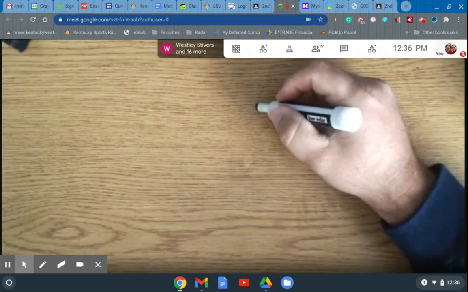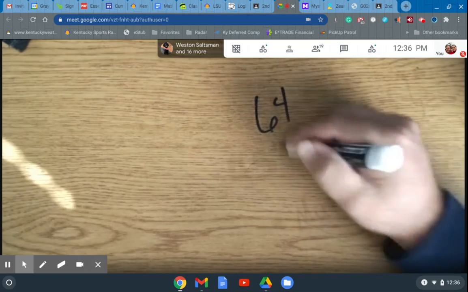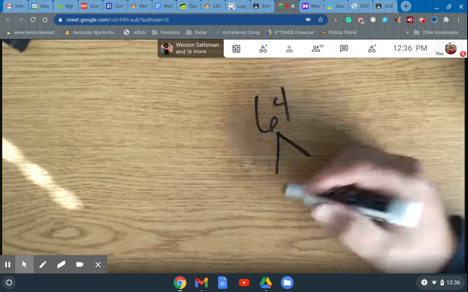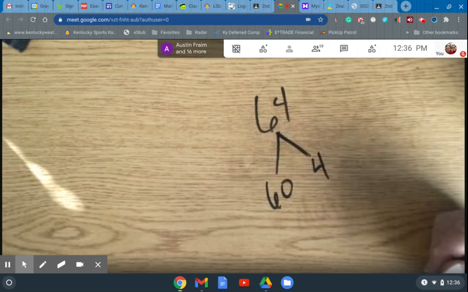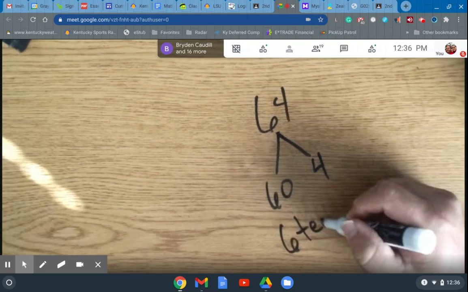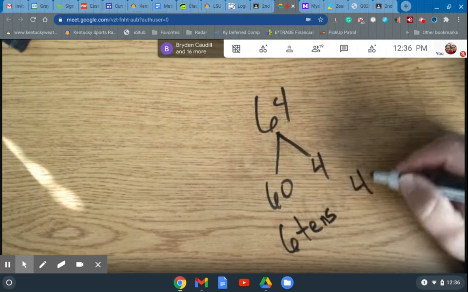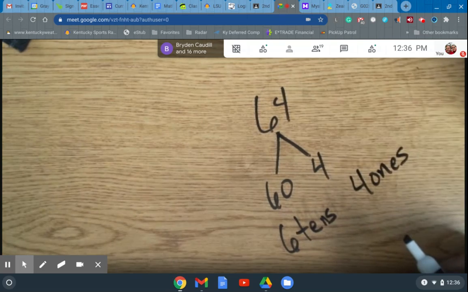So let's take 64. We took that and made it a number bond, and we said this was a 60 and this was a 4. Then we broke it down and said this was 6 tens and this is 4 ones. Everybody I think is able to do that, right? Give me a thumbs up if you think that's easy.